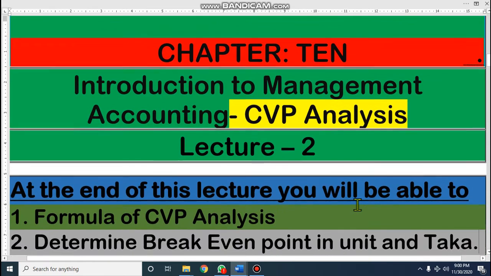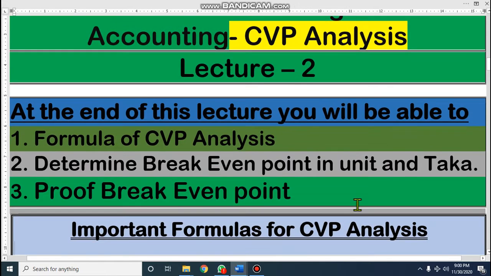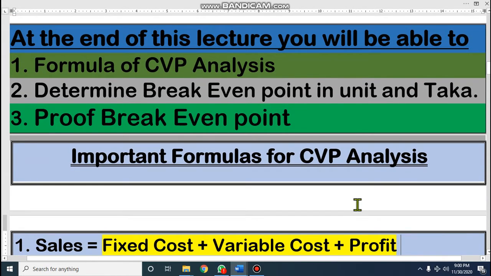Dear student, today we will discuss chapter 10, Introduction to Management Accounting, that means CVP analysis, cost, volume, profit analysis. Dear student, at the end of this lecture you will know the formula of CVP analysis. You can determine the break-even point in Taka and break-even point in unit.